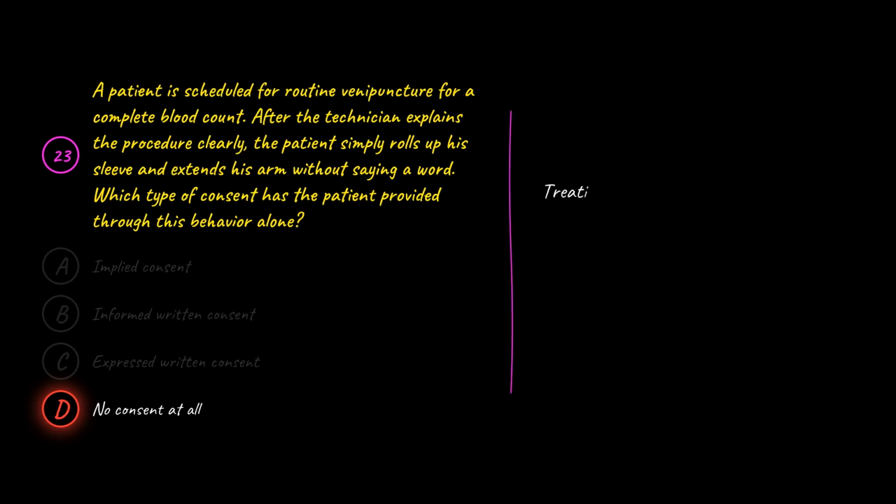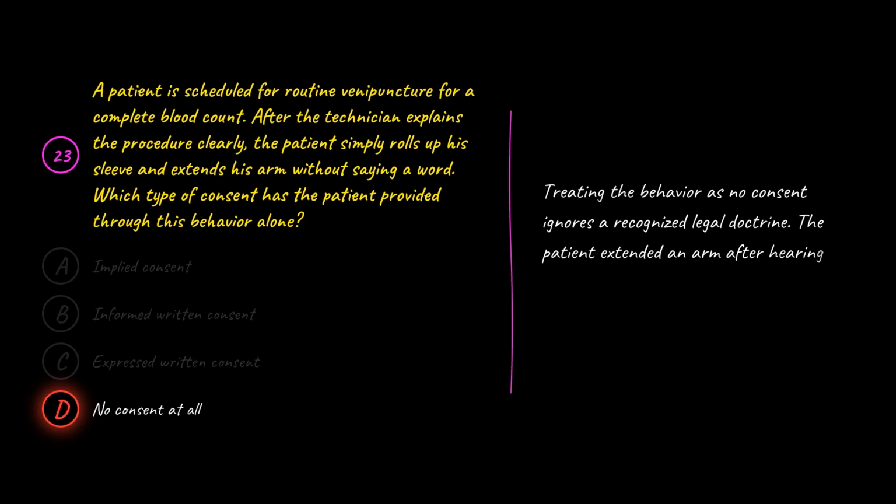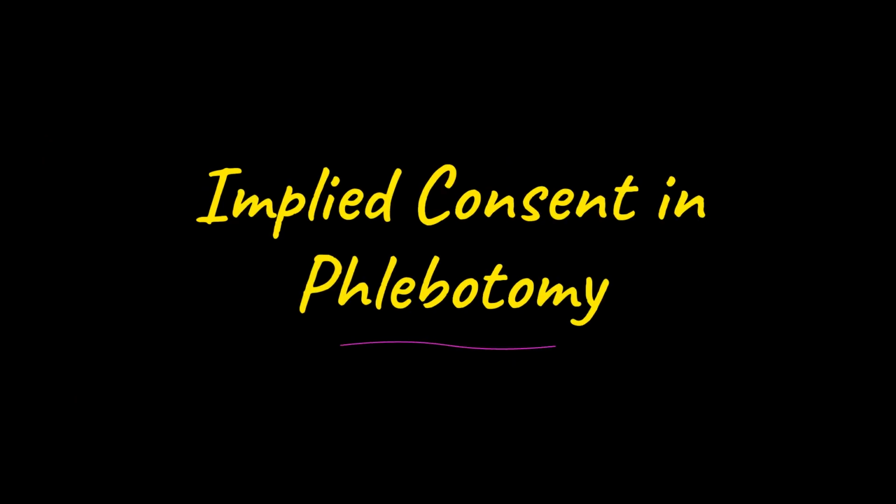D is wrong because treating the behavior as no consent ignores a recognized legal doctrine. The patient extended an arm after hearing the explanation, which courts and clinical ethics treat as a valid consent for the routine procedure described moments earlier. Implied consent is the legal doctrine that recognizes consent communicated through behavior rather than words. Understanding when and why it applies helps phlebotomists act confidently and ethically in routine encounters.